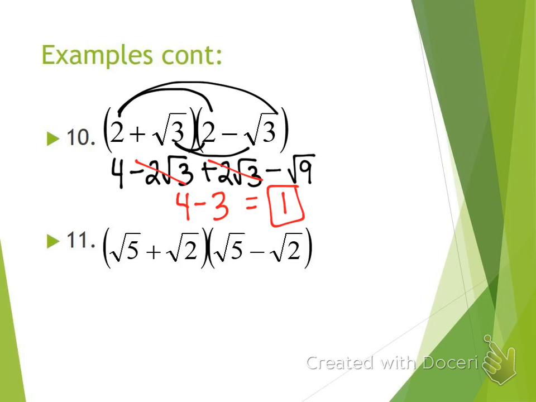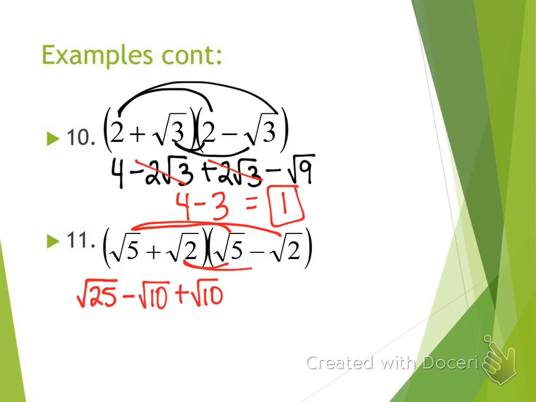All right, on 11, we start with our double distribute. We have the square root of 5 times the square root of 5, the square root of 25. The square root of 5 times the negative square root of 2, negative root 10. Square root of 2 times the square root of 5 is a positive root 10. The square root of 2 times the negative square root of 2, negative root 4.